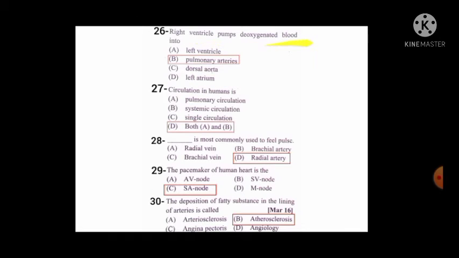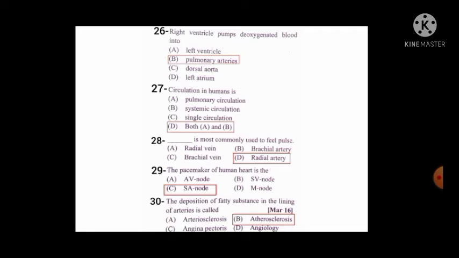The right ventricle pumps deoxygenated blood into the pulmonary arteries, which carry blood towards the lungs for oxygenation. Circulation in man is pulmonary circulation or systemic circulation. Both are correct. Pulmonary circulation means blood goes from the right ventricle to the lungs for oxygenation and comes to the left atrium. And systemic circulation means blood passes from the left ventricle to the whole body and comes to the right atrium.